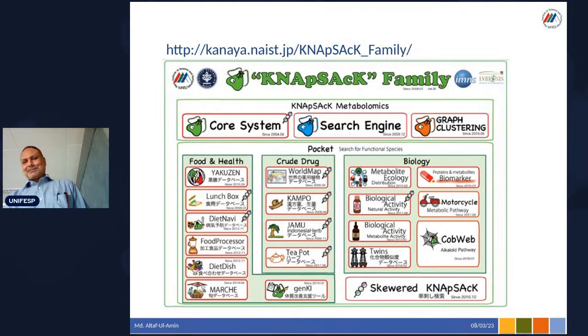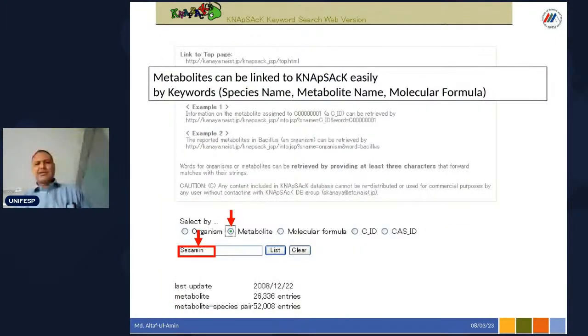And now I want to show you how to access the KNApSAcK database. If you click this button, Core System, you get a window like this. If you enter the name of a metabolite here, and then click the radio button corresponding to metabolite, and then click the list button, you can have the list of the plants that produce sesame, its chemical structure, and some other information about sesame.